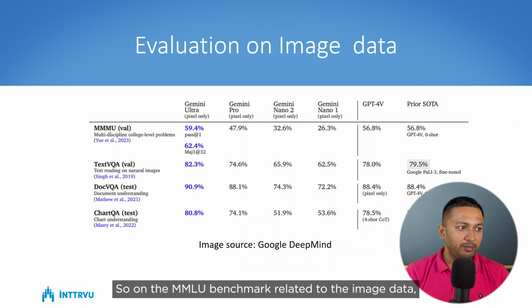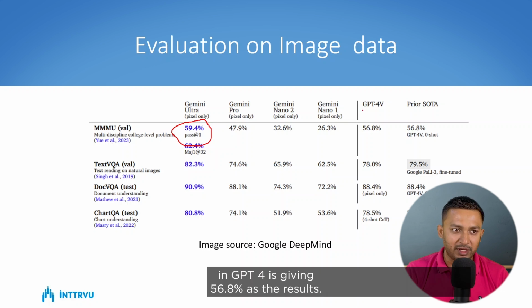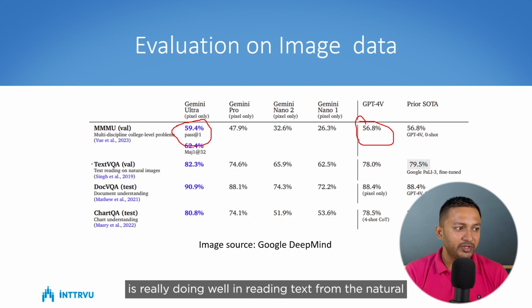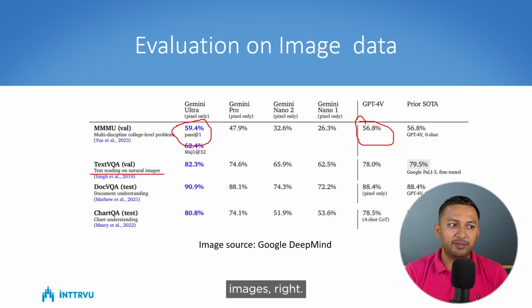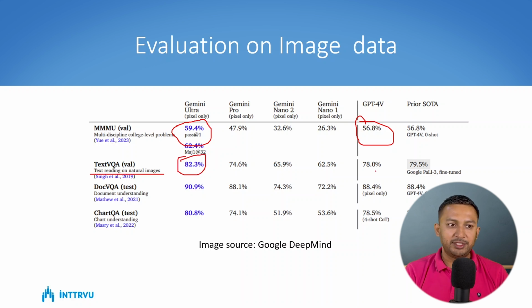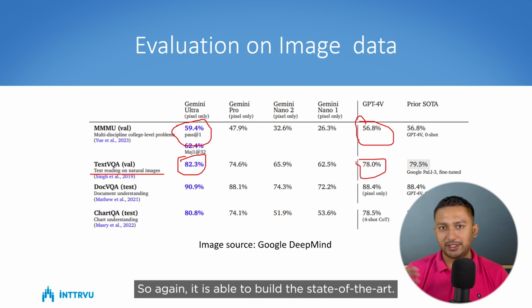So on the MMLU benchmark related to the image data, the results that we are getting for the Gemini model are 59.4%, and as compared to it, the image model similar in GPT-4 is giving 56.8% as the results. So if we compare these two numbers, again the Gemini model is really doing well. In reading text from natural images, right? Their Gemini model is standing at 82.3%, but the GPT-4 vision model is standing at 78%. So again, it is able to build a state of the art.